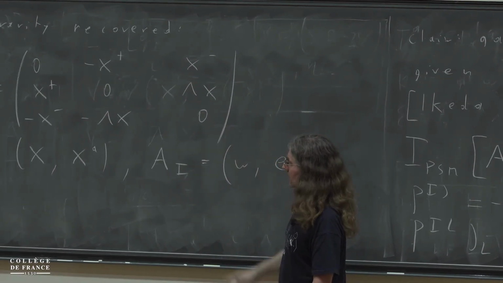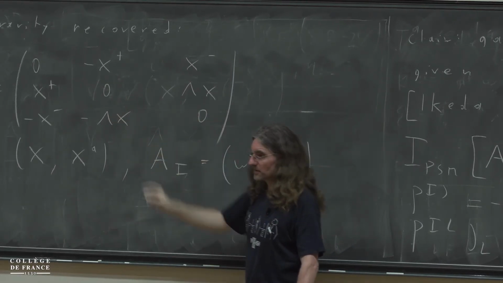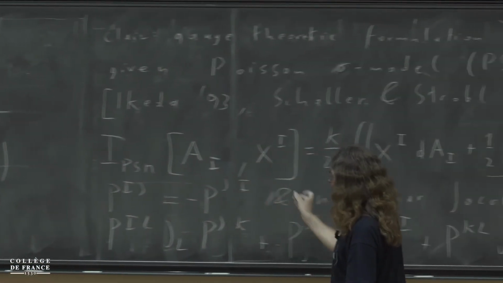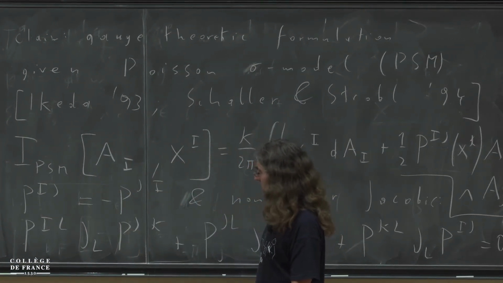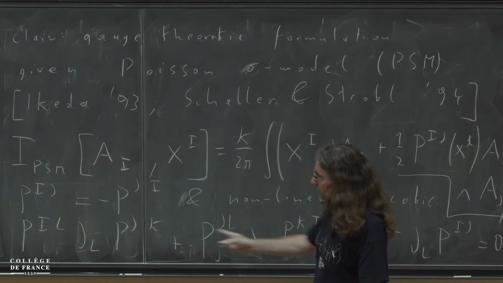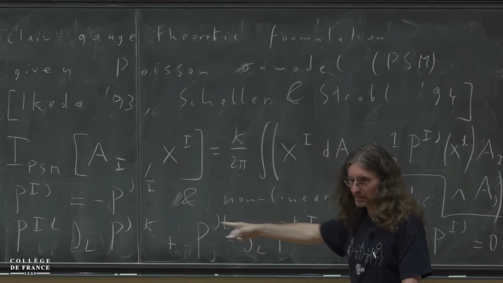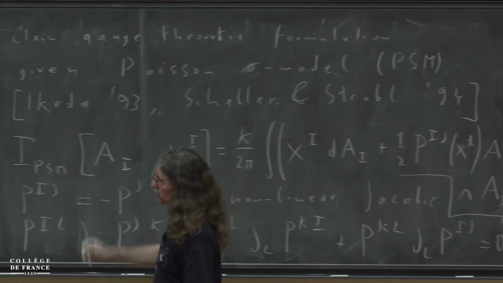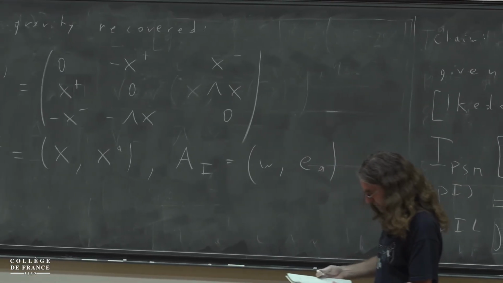And I leave it as an exercise to show that this Poisson tensor obeys these two properties. I mean, the first one is obvious, it's manifestly antisymmetric. The second one, well, you have to do one line of calculation, namely this line, but it's straightforward. It's just the usual Jacobi identity of the SL2 Lie algebra.